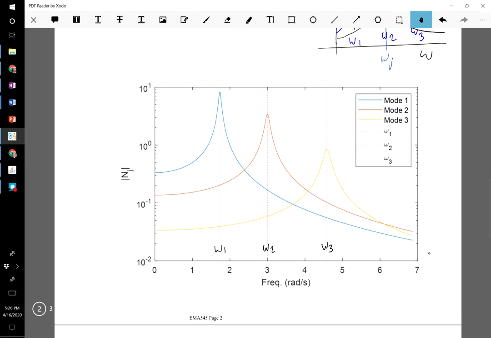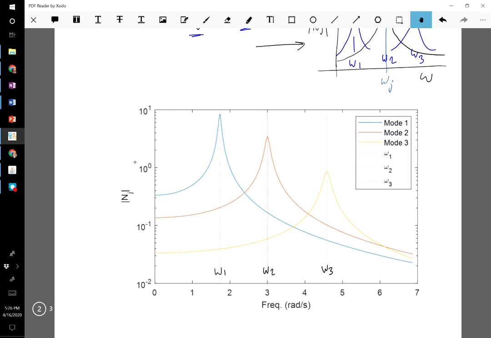Here I've actually plotted this from MATLAB. So these are the curves for each of the modes, the magnitude of N j as a function of frequency. I've also, in this example, assigned a damping ratio of zeta equals, I think it was 0.02, and the same for the second mode, and the same for the third mode.